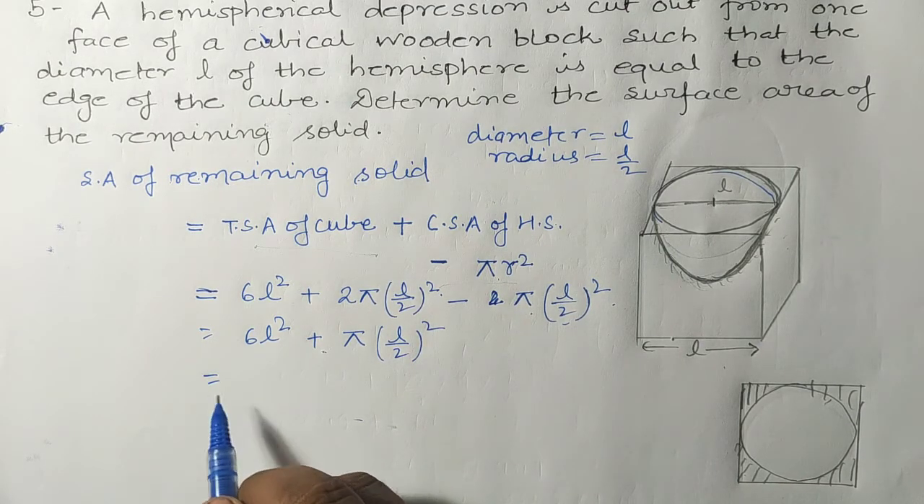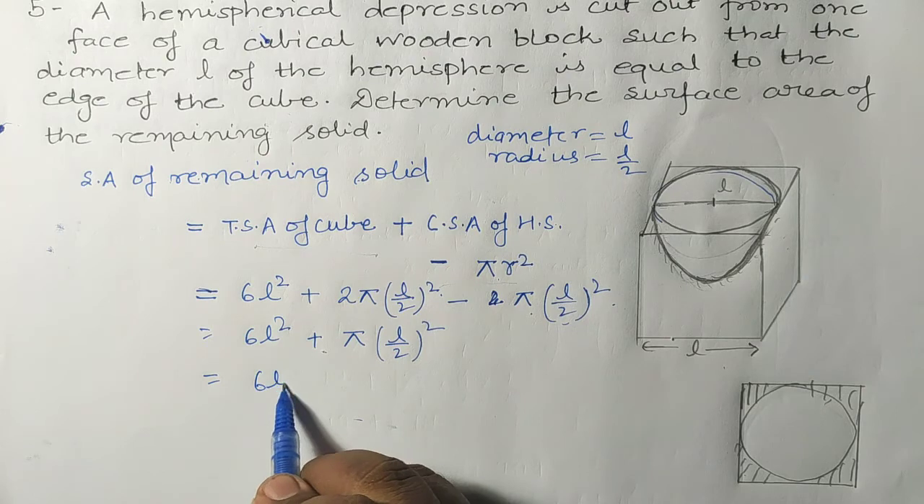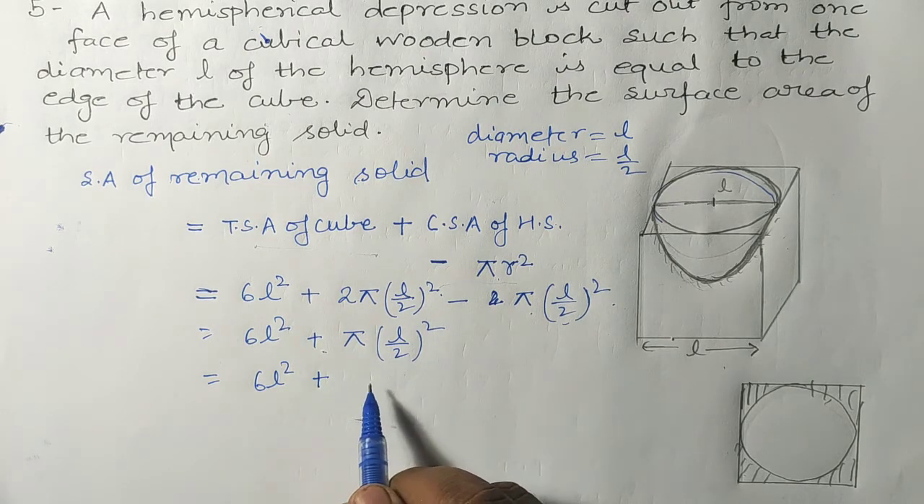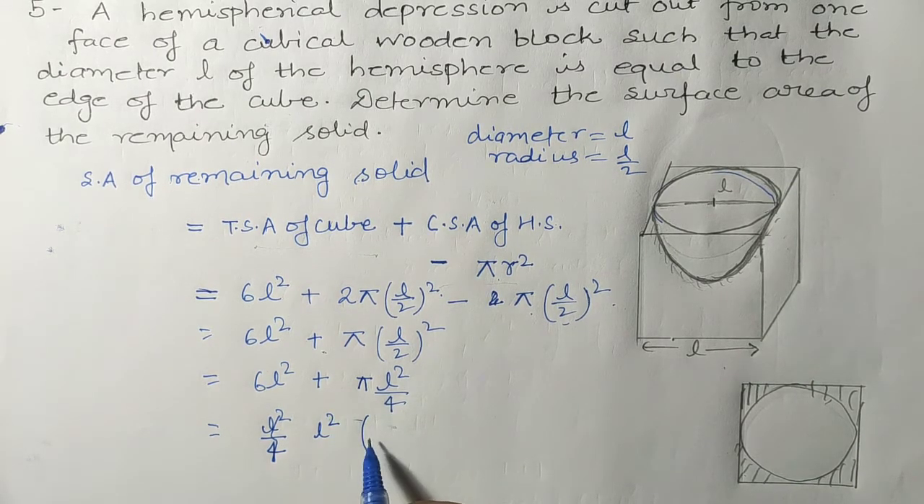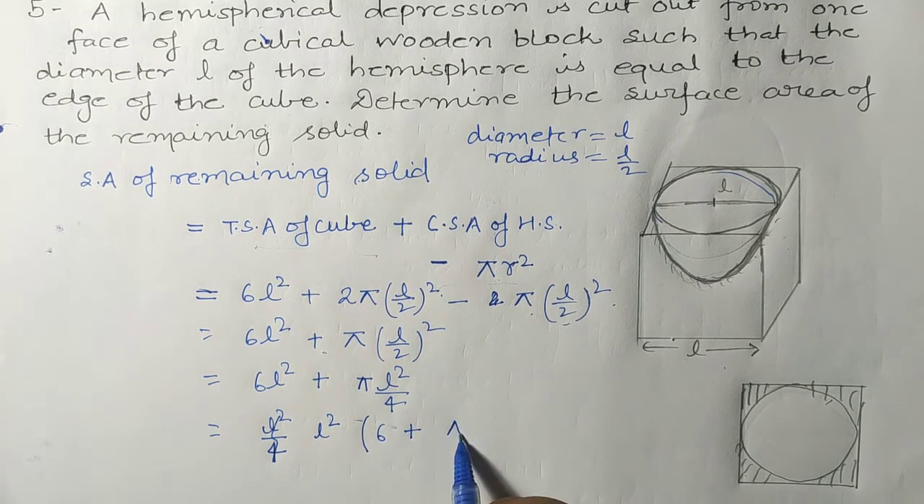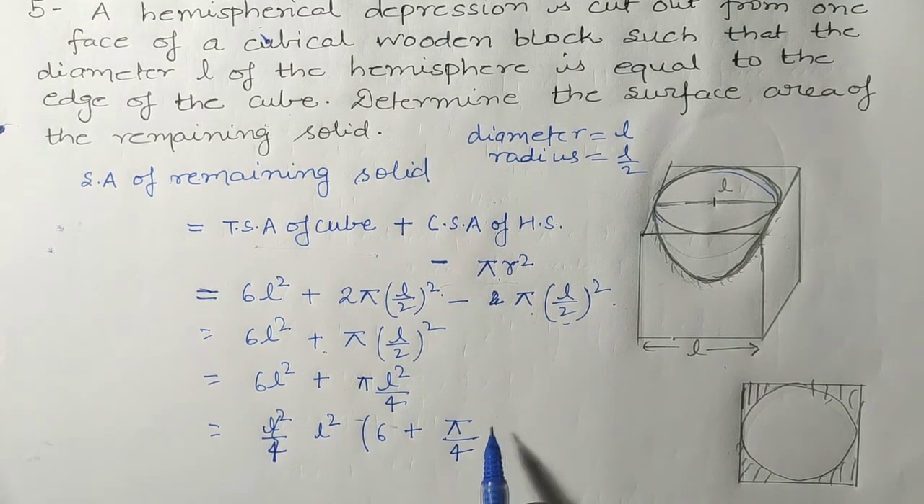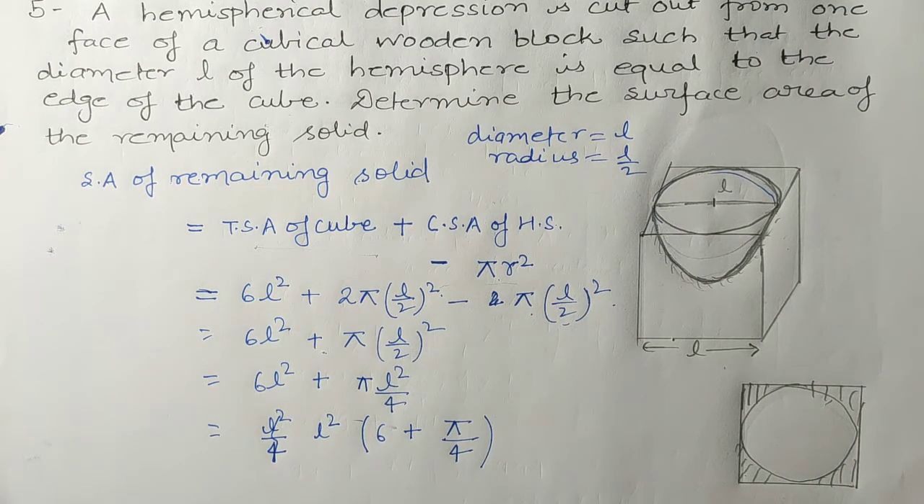Okay, when you solve it, what will you get? 6L square plus pi L square by 4. If you take common L square by 4, or you can take common only L square, then what will be left? 6 plus pi by 4. Okay students, so basically this will be the answer of this question.